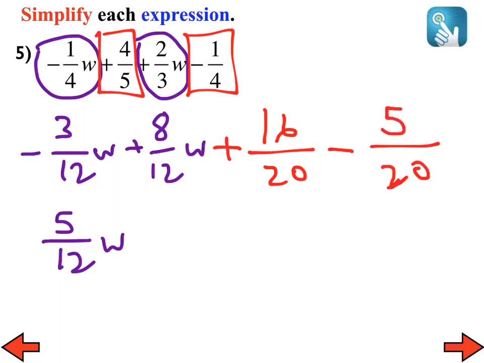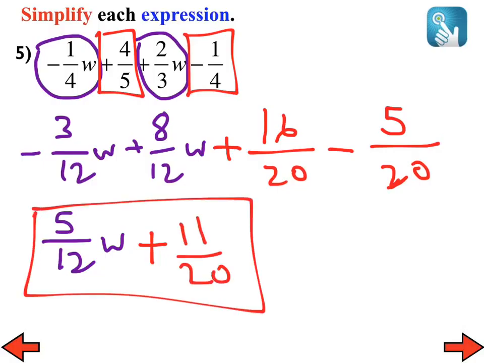What's 16 minus 5? Positive 11 over 20. Raise your hand if you got number 5 correct. Pretty good, guys. Any questions about this? Confusion? Wonderful. Number 6.